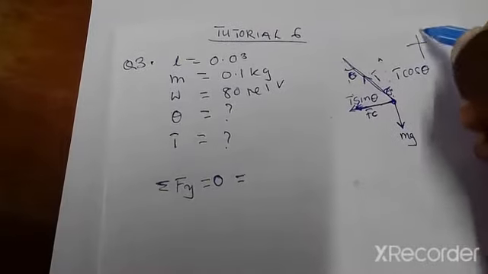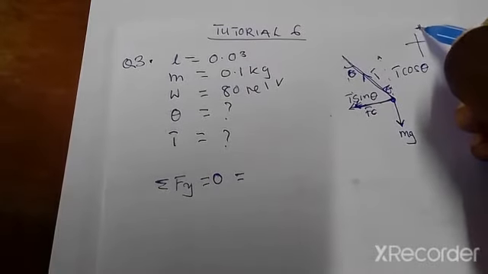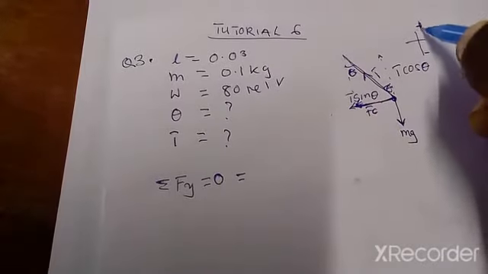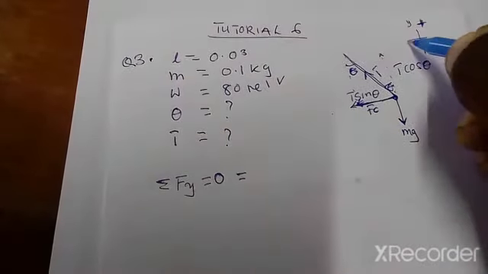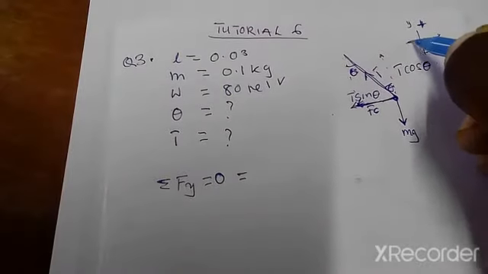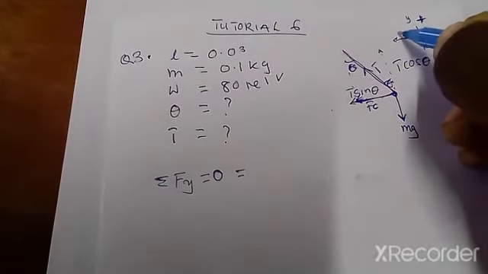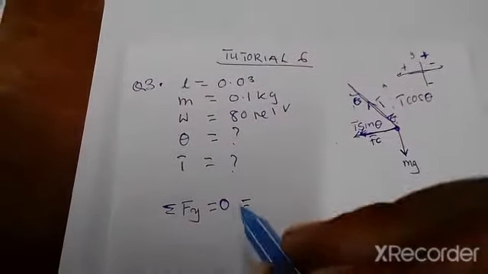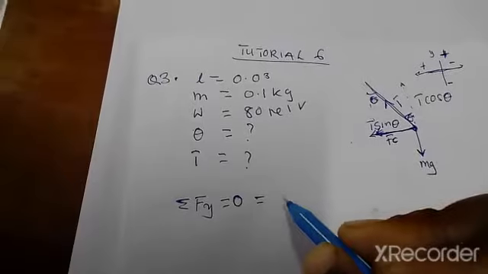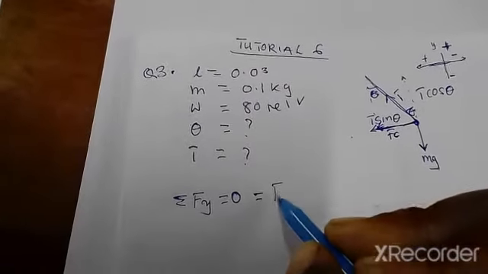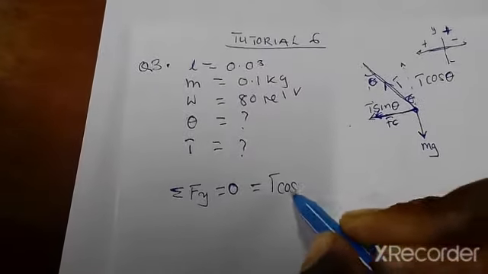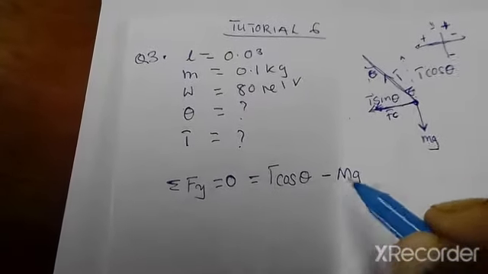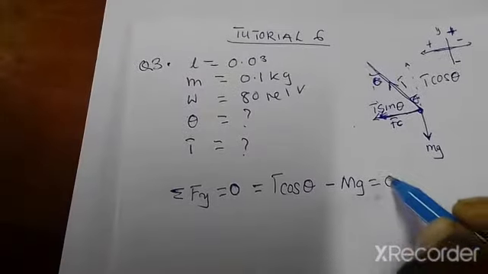So we are going to have the top as positive and the bottom as negative in the y-axis. Then in the x-axis, we're going to have the direction of motion as positive and the opposite as negative. So the forces in the y will be the tension, T cos theta, minus the weight because it is negative, and that will give us 0.